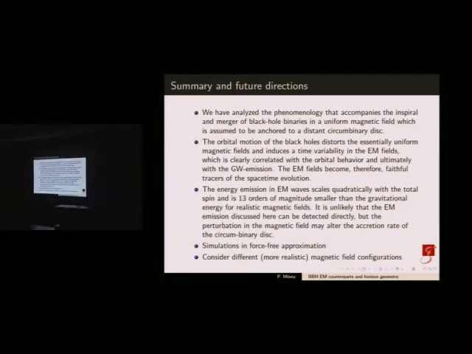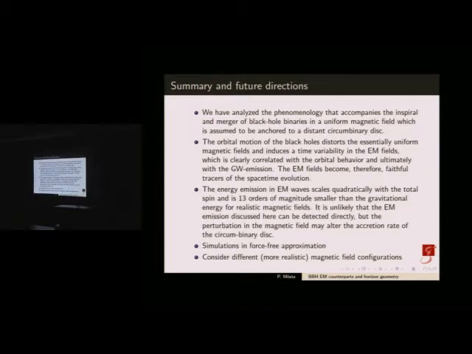Okay, so let me summarize the first part of the talk. We've analyzed the phenomenology of the spiral and merger of black hole binaries in a uniform magnetic field, which is assumed to be anchored to a certain binary disk. Basically, what we can show is that the orbital motion and the spin of the black holes distort the EM field, and by that also introduce EM waves that we can try to detect.